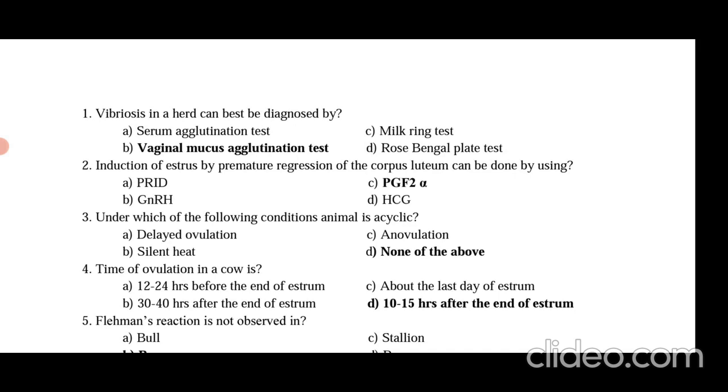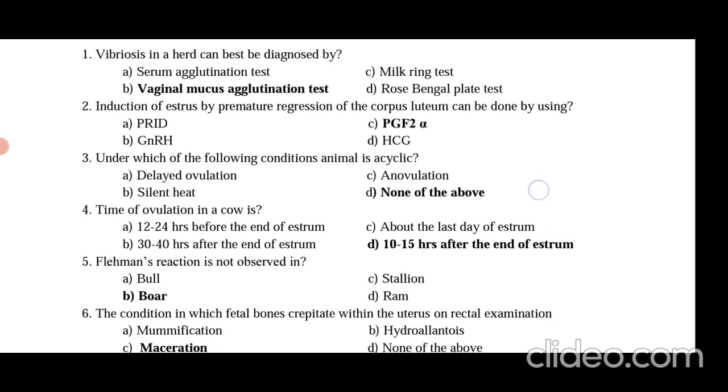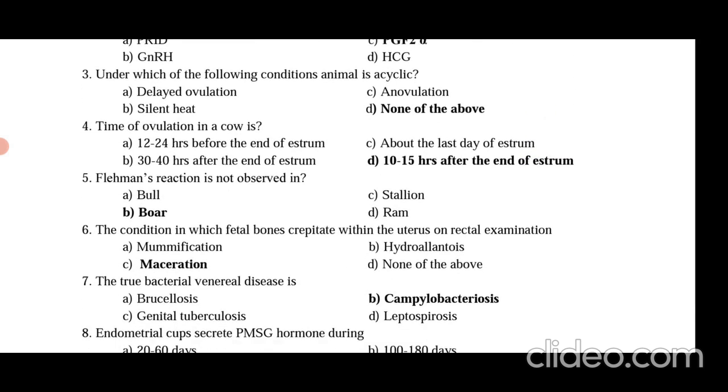Time of ovulation in the cow is 10 to 15 hours after the end of estrus, or half a day after the end of estrus. So in the cow there is the AM/PM rule. Flehmen reaction is not observed in the boar. The condition in which fetal bones crepitate within the uterus on rectal examination is maceration.